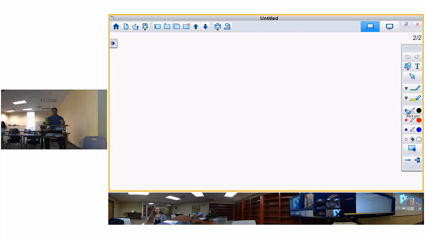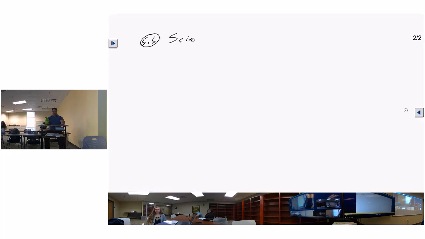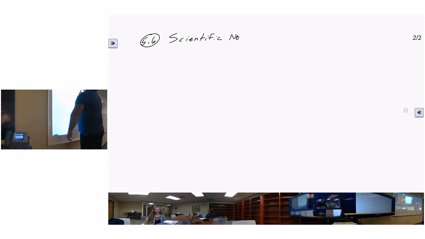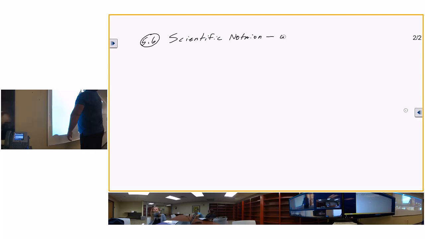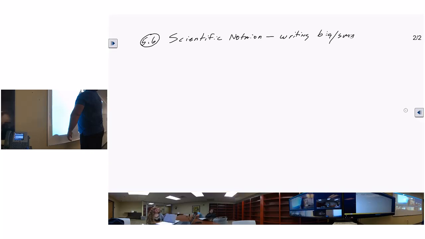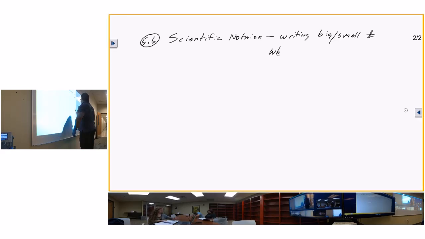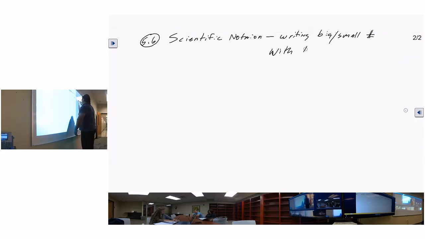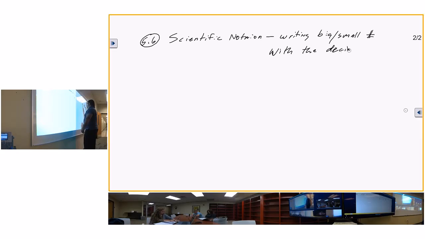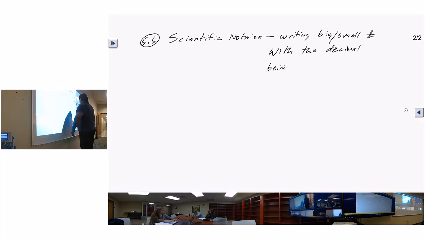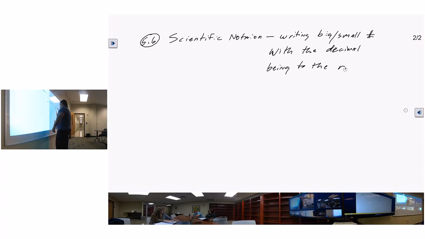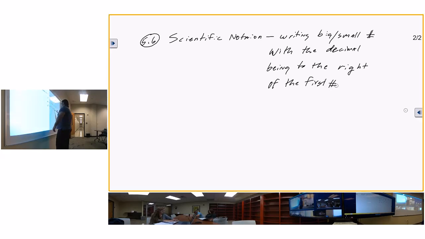So, scientific notation. Scientific notation is writing big or small numbers with the decimal being to the right of the first number greater than 0.